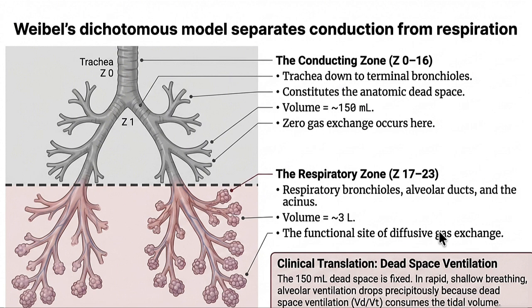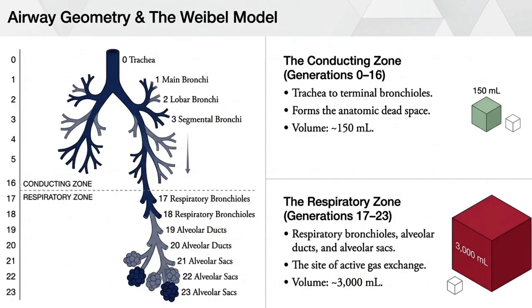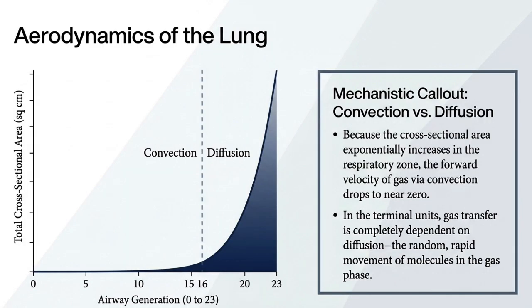It runs from the trachea down to the terminal bronchioles, and critically, this is your anatomic dead space. It's about 150 milliliters of tubing where absolutely no gas exchange happens. Then, everything after that is the respiratory zone, from the respiratory bronchioles all the way down to the alveoli. This is where the action is. It's where all gas exchange takes place, and believe it or not, it makes up the vast majority of the lung's volume.